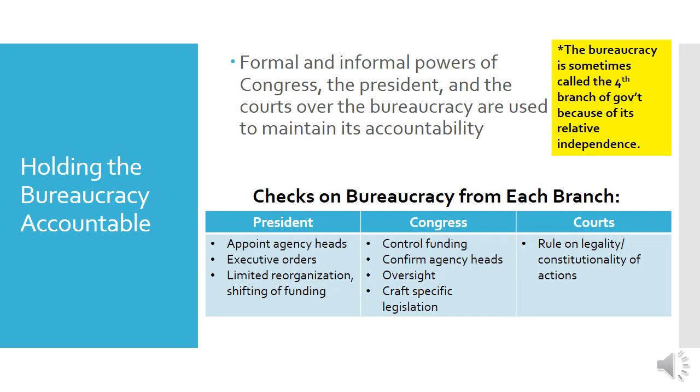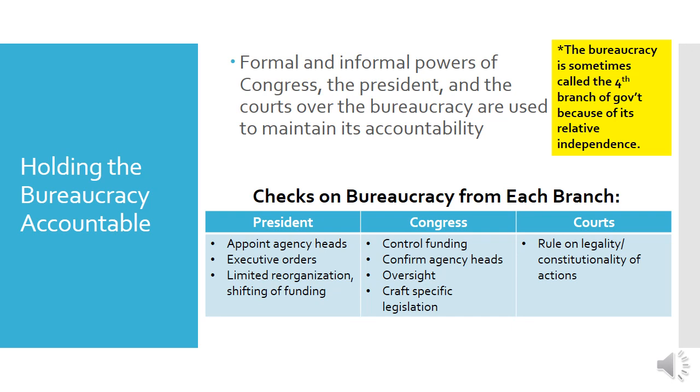They can, of course, control the purse strings, the power of the purse, which means they can control funding. They have the power to confirm or deny the nominations for the heads of these agencies that are picked by the president. They have oversight power, conducting those hearings, doing research into what the organizations are doing. They can also craft more specific legislation. We talked about this in the context of the courts in a previous lecture, that when the courts misinterpret something as the Congress sees it, they can go back and craft more specific legislation. They can do the same thing when it comes to the bureaucracy.